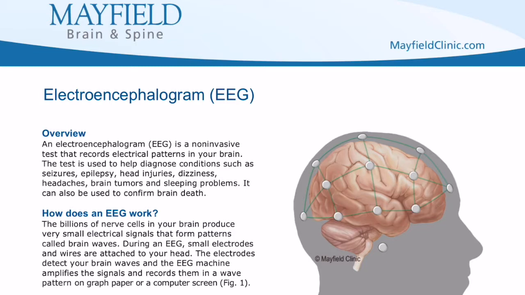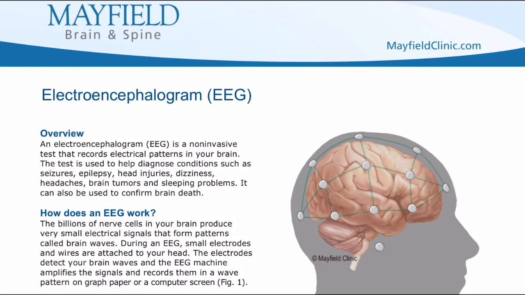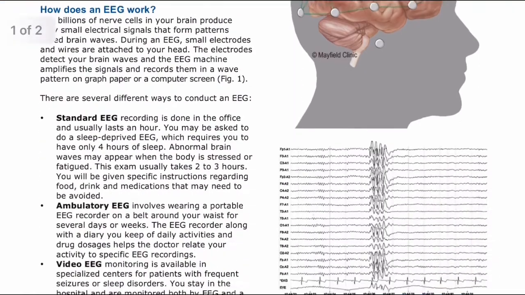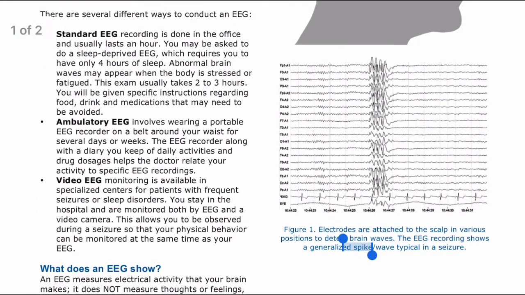The billions of nerve cells in your brain produce very small electrical signals that form patterns called brain waves. During an EEG, small electrodes and wires are attached to your head. The electrodes detect your brain waves, and the EEG machine amplifies the signals and records them in a wave pattern on graph paper or a computer screen, shown in Figure 1, right here.